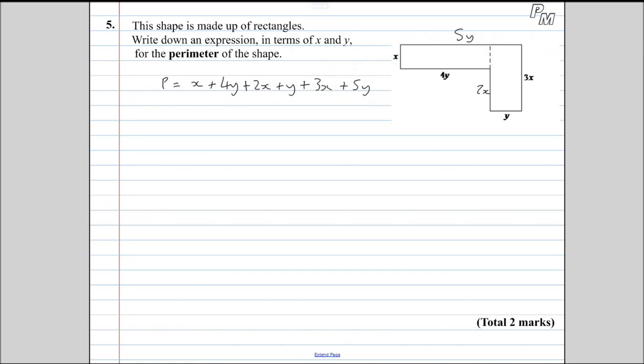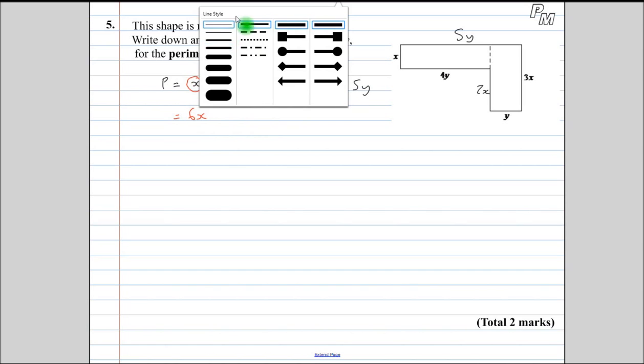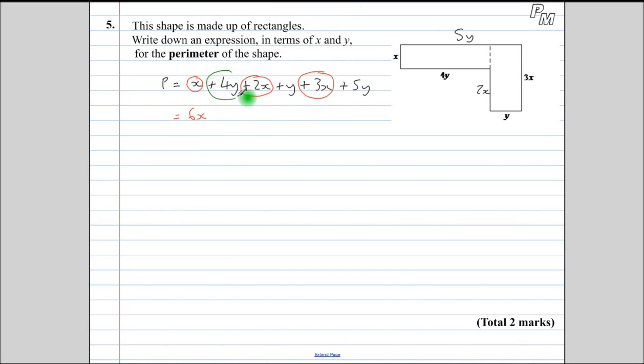So we're going to collect together our like terms containing the same letter. Let's do x's first. We've got an x here, then we're going to add another 2x, then we're going to add 3x. So that's going to give us 6 lots of x. And we've got plus 4y plus y plus 5y. If we add all those together, we are going to get plus 10y. So our answer, an expression for the perimeter, is 6x plus 10y.